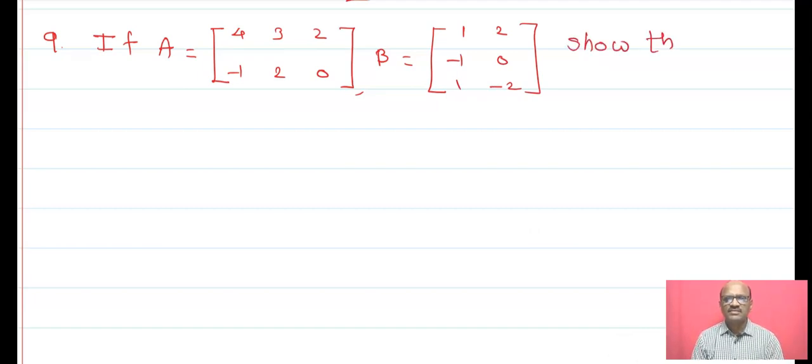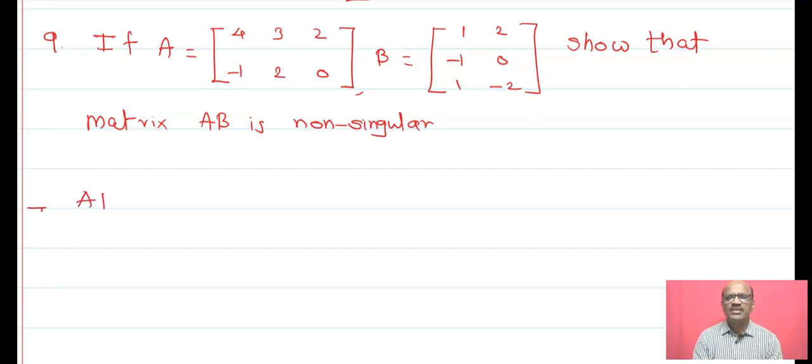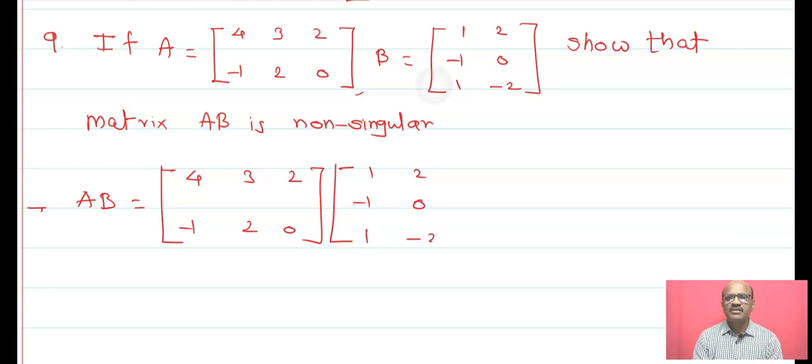Question number 9. A and B matrices are given. The order of A is 2 by 3 and the order of B is 3 by 2. Show that AB is non-singular. Now first of all we will find the product AB and then we will find the determinant of AB.